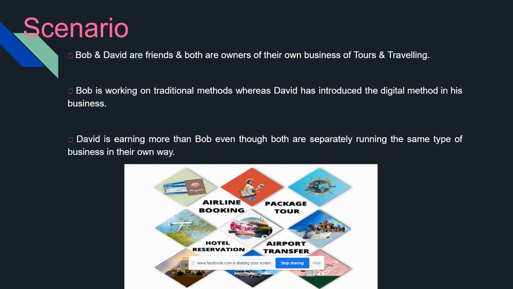So, in this scenario, we see there are two friends who are traveling in the same business, that is the tours and travels, where Bob is earning less and David is earning more. In this situation, why Bob is earning less? The reason behind is he is using the traditional way of doing the work, whereas David is using the digitalization method.